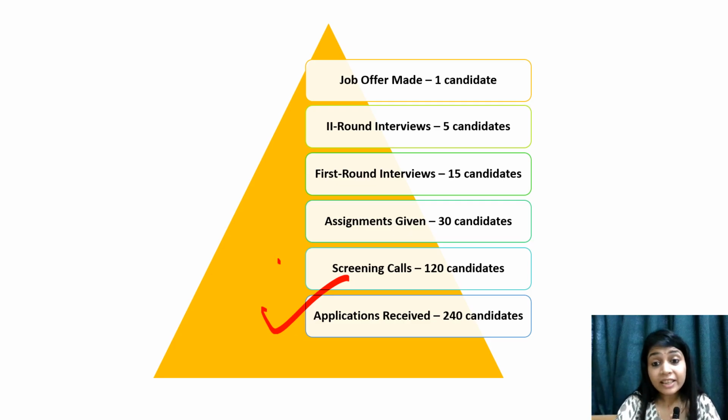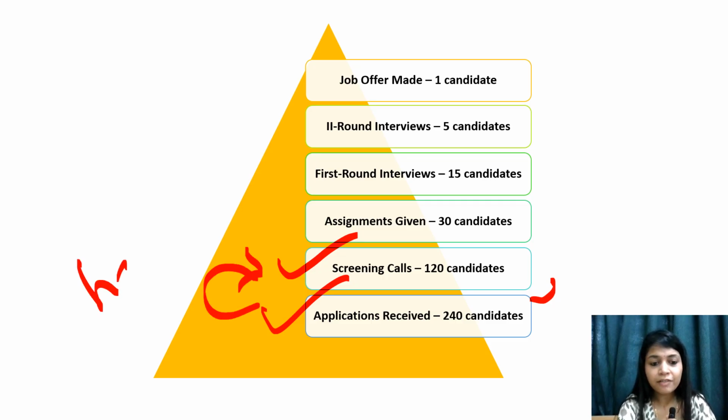Okay, then screening calls, that is 120. Exactly half of the applicants met the initial basic qualification. This means that your initial screening criteria filtered out 50% of candidates. 120 is half of 240. So the number of people got reduced to just half.